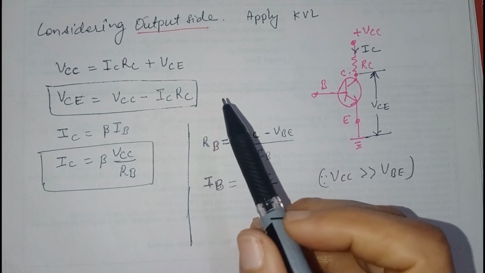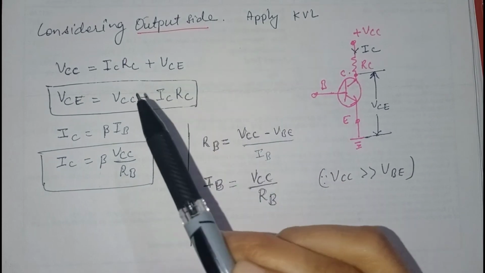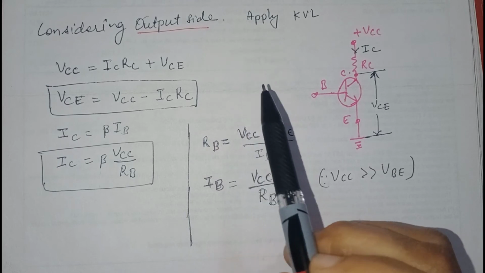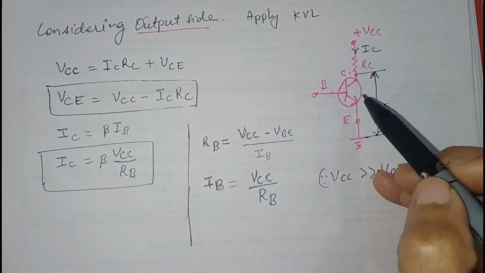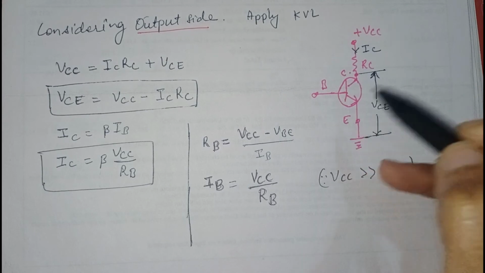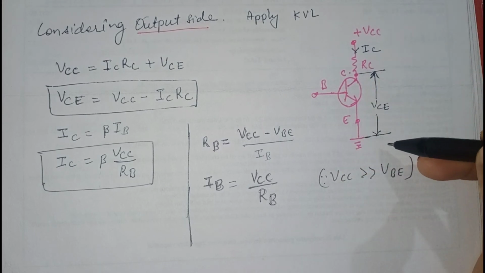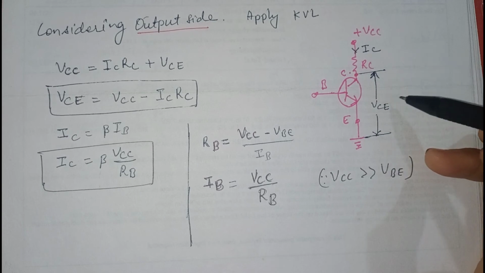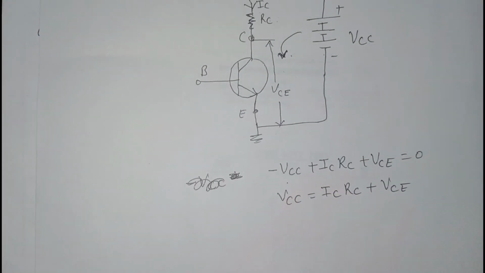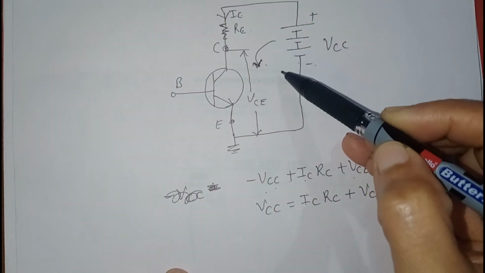Now to find the operating point, meaning the value of IC and VCE, we will analyze the output side of the circuit. The circuit is redrawn here. In this circuit we have removed the input side, only the output side is shown. Now we will apply KVL on the output side. To make the circuit understandable, we have redrawn the diagram. Now we will apply KVL in this circuit.